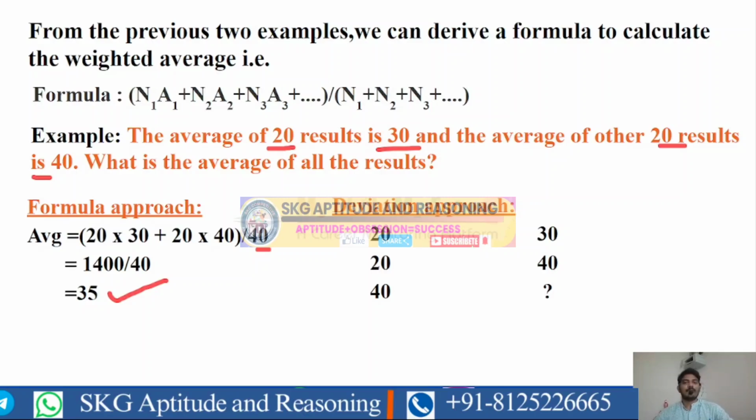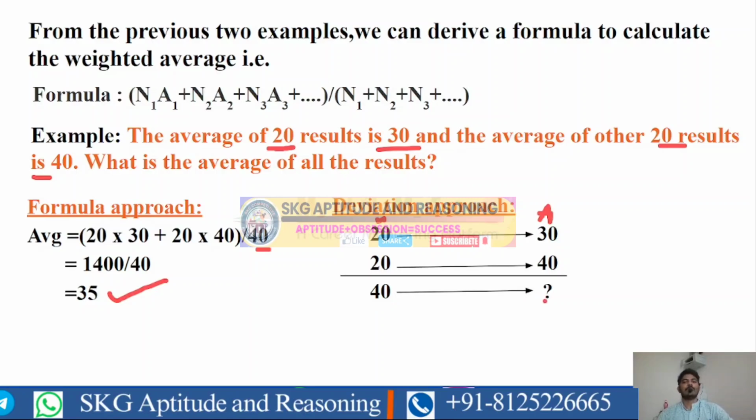So what is that question? We write it like this. There are 20 observations, and for those 20 observations the average is given as 30. So here we take the n value and here we take the average value. Again, another 20 results have an average of 40. Now what we need to find is the average of all the results. So this was the given data of the question.